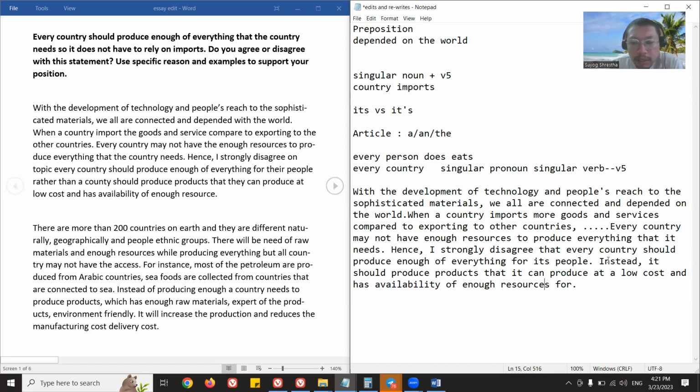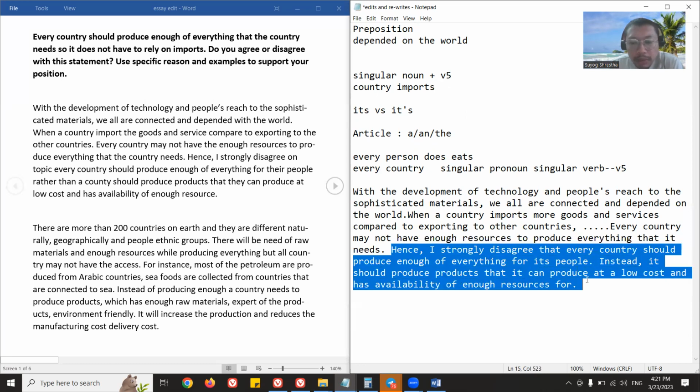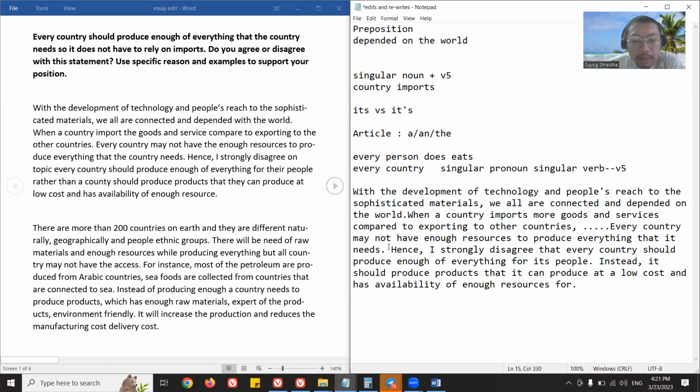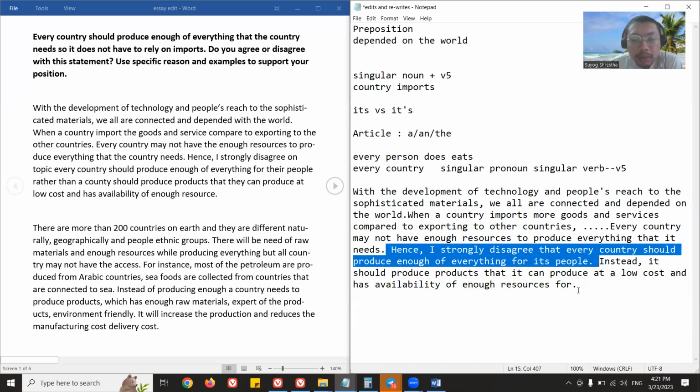Instead, it should produce products. Another thing I did was add "a" in "a low cost". Another thing I did was break the sentence down; it was a long sentence, so I broke it down into 2 sentences. This is something that you guys need to do as well. Okay, so unless you have very perfect grammar, a completely perfect grammar, don't try to write long sentences like this. Try to write simple sentences, break those sentences down.